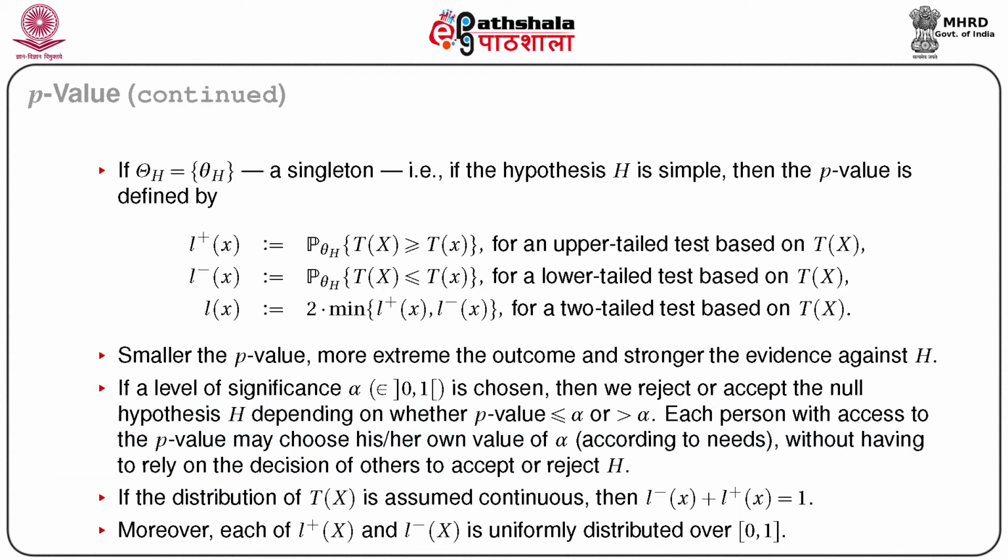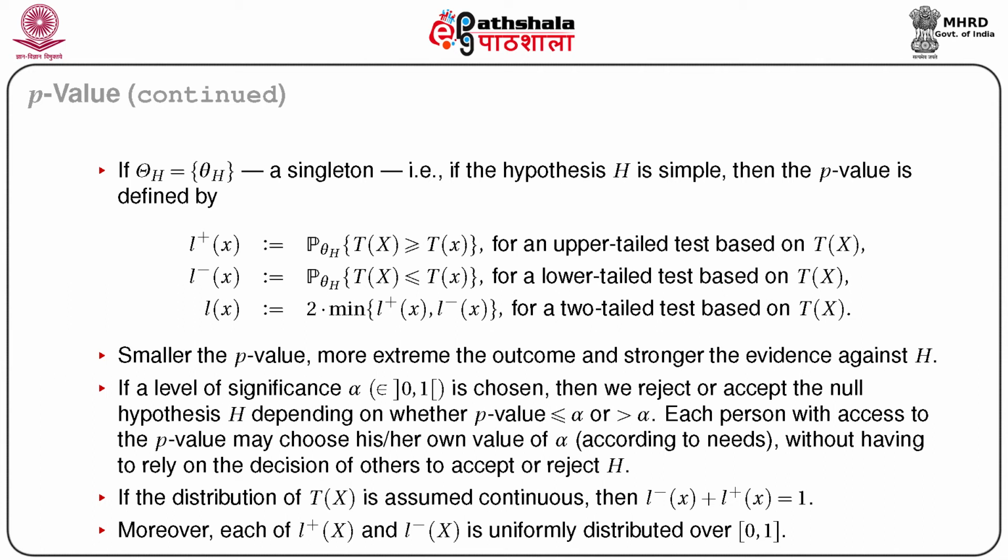If the test is a both-tailed test based on a statistic Tx, then the p-value is defined as twice the minimum of L plus x and L minus x for all theta belonging to script theta H, provided the distribution of Tx remains the same over the null hypothetical set script theta H. If we assume that the distribution of Tx is continuous, then L plus x plus L minus x equals 1.